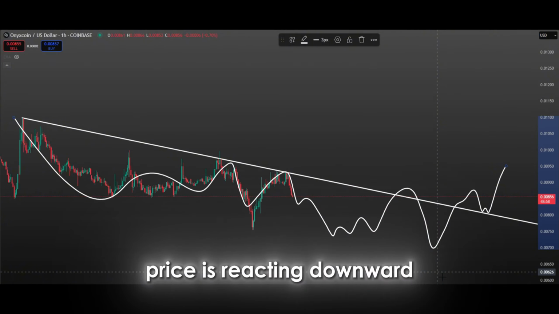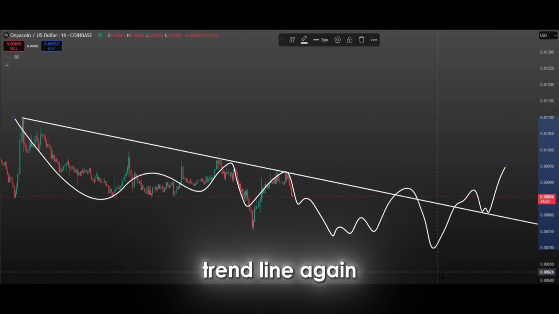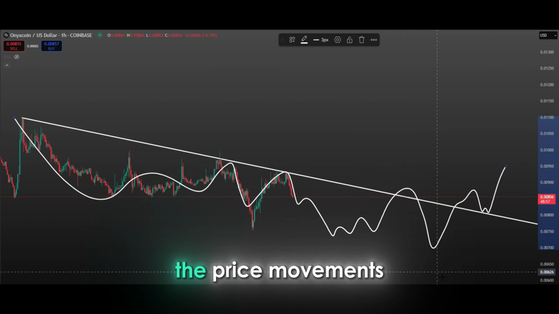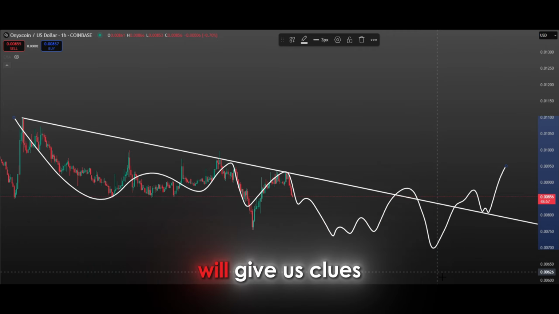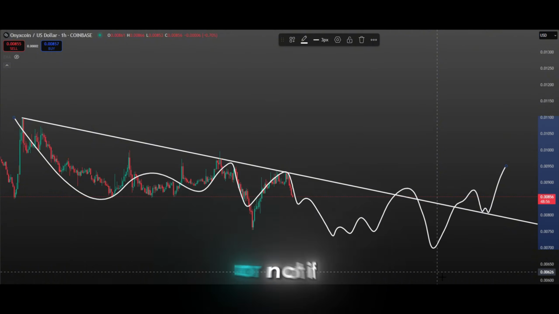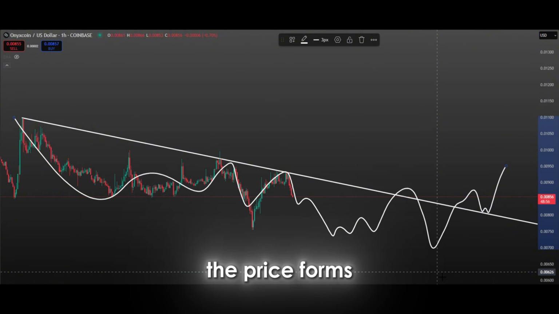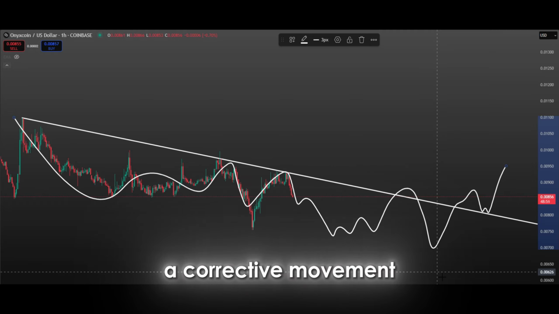Currently, since the price is reacting downward from this strong trend line again, lower support regions might be tested in the upcoming period. The price movements at these support levels will give us clues as to whether the decline will deepen or not. If the price forms a strong base at the lower support levels and makes another upward move, the descending trend line may be tested once more, and this time the likelihood of a breakout could be much higher. Thus, the current pullback in price can also be viewed as just a corrective movement.